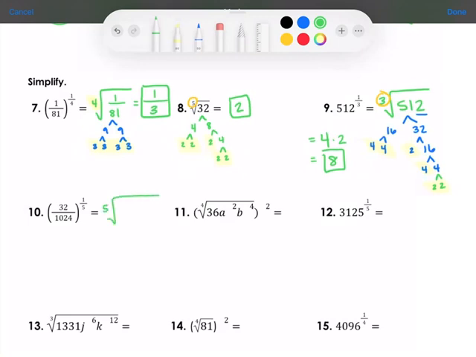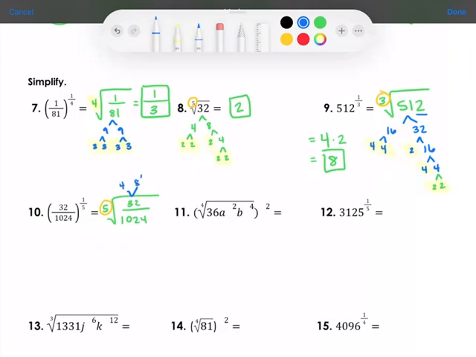Number 10, we also have a fraction here, and I'm taking the 5th root of 32 over 1024. So just like we did on number 7, we're going to need to factor both the top and the bottom, and we're looking for groups of 5.